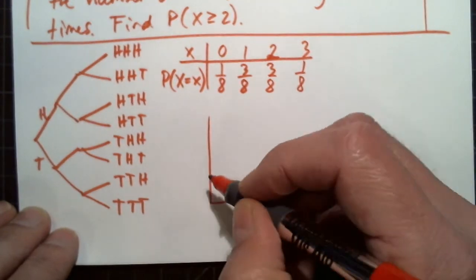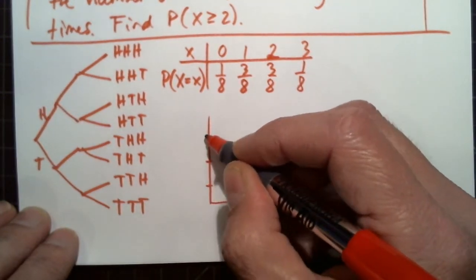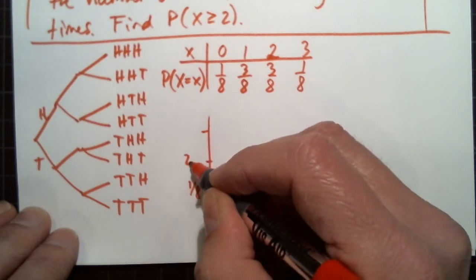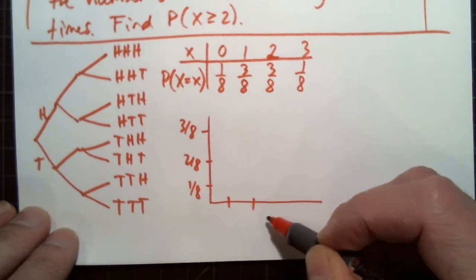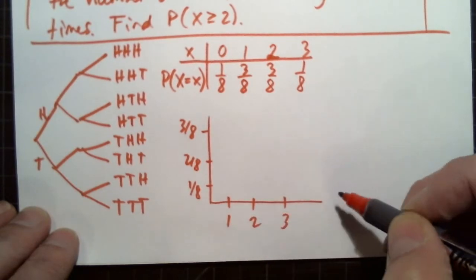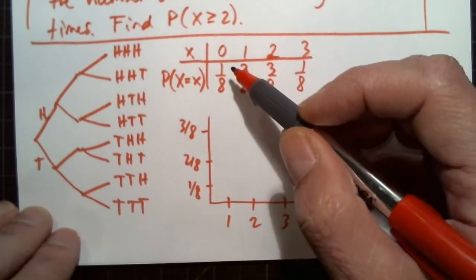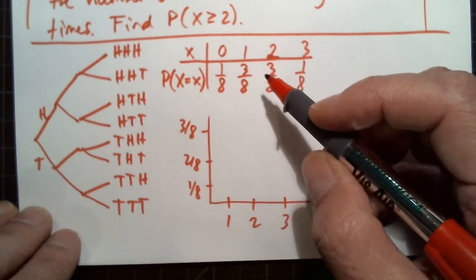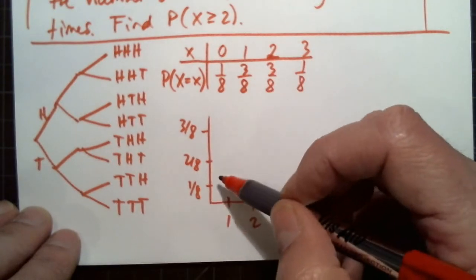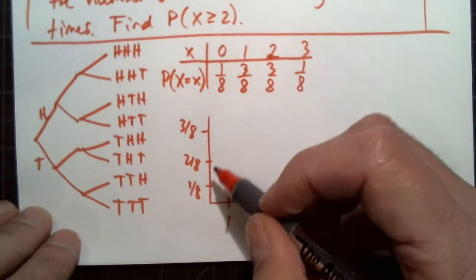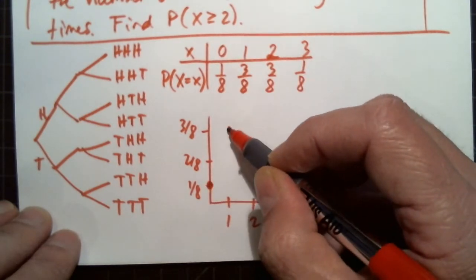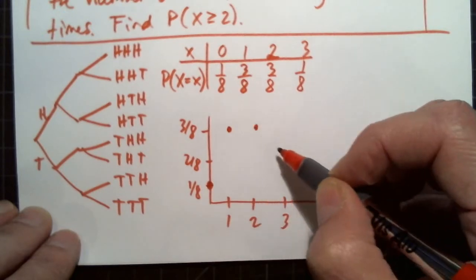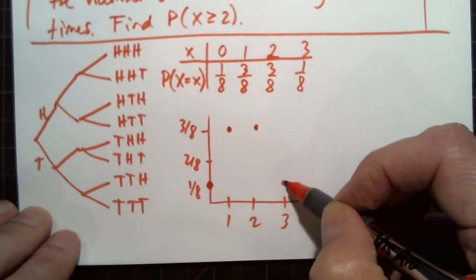And we can draw a graph. And then we just plot these points. Since it's discrete, we will only put the points. At 0, the probability is 1/8. At 1, it's 3/8. At 2, 3/8. And at 3, we have 1/8.